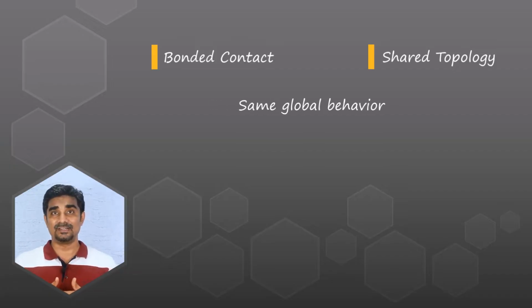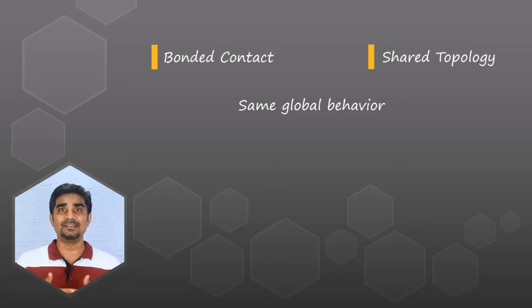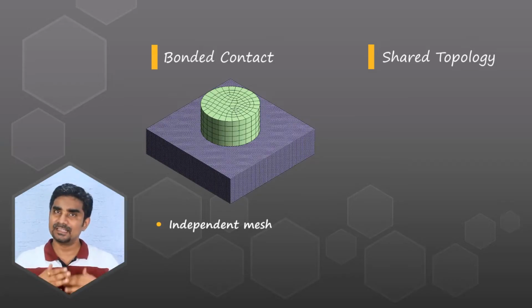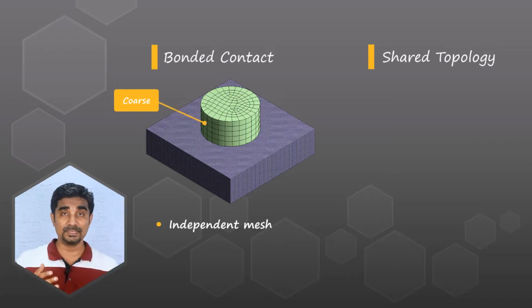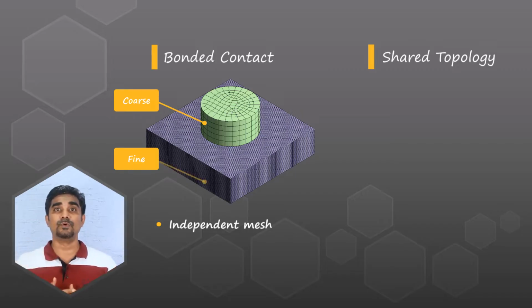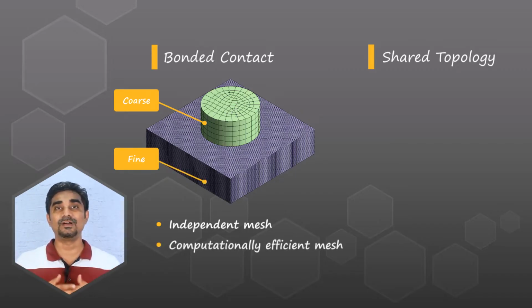Given these two methods, shared topology and contacts, how should we choose the right one for our simulation? First of all, simulations using shared topology or bonded contact should result in the same behavior. However, each method has its pros and cons. Bonded contact allows for each part in contact to be meshed independently. We can have a coarser mesh on the parts that are not of interest while specifying a finer mesh for more critical components. This can lead to a computationally efficient mesh since we can invest elements only on the parts of interest.